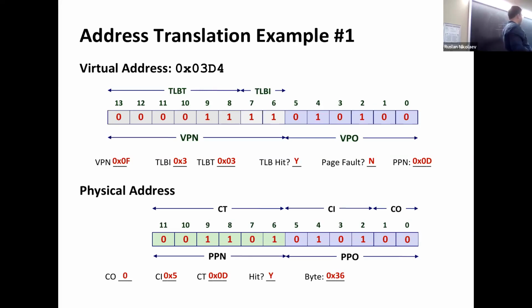So the offset is 0. That means we care about byte 0 in the corresponding cache entry. The cache index, the one that determines where the cache entry is, is 5, because it's 101, right? And then the cache tag is D, which corresponds to the physical page number in our example. And let's say we have a cache hit, and then we directly extract byte 0, which is 36. Again, just an example that the corresponding data is 36.